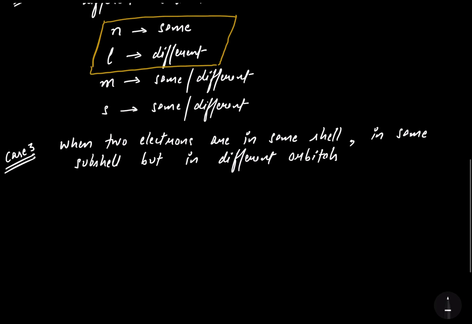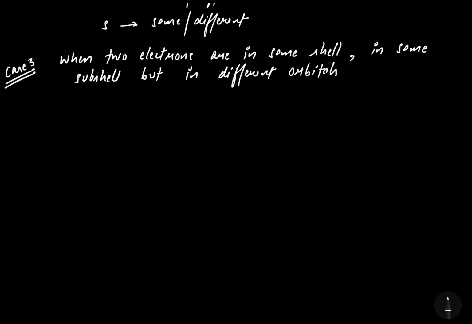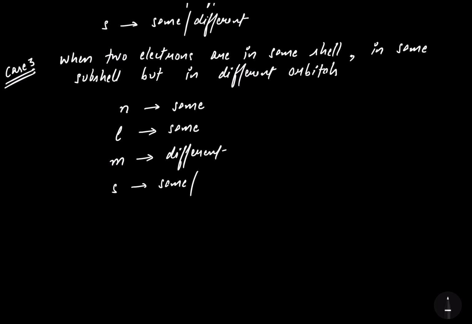In that case, the electron is firstly in the same shell, due to which the principal quantum number n will be same for both of the electrons. Now let's talk about the azimuthal quantum number, which represents the subshell. Here the two electrons are in the same subshell also, so azimuthal quantum number will be same for both of the electrons, but they are in different orbitals. Magnetic quantum number specifies the orbitals, so electrons are in different orbitals, so magnetic quantum number will be surely different. However, the spin quantum number, it can be same or it can be different.